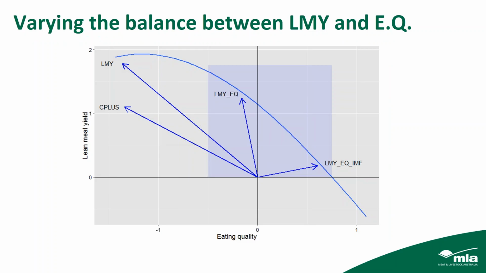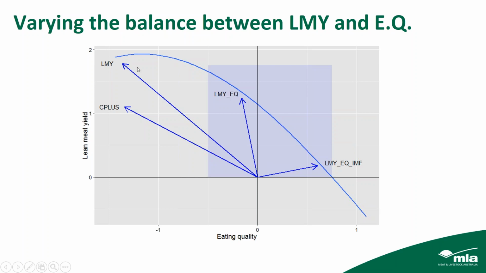So what is the difference between balancing our lean meat yield and our eating quality? Just to explain this graph a little bit, the blue line that's running across the top here is the maximum potential we can possibly make with the animals that we have available. Our blue line heading this way that says C+ is our current Carcass Plus index. We can see that this index is making quite a good amount of progress in lean meat yield, but it is making a negative impact on eating quality.